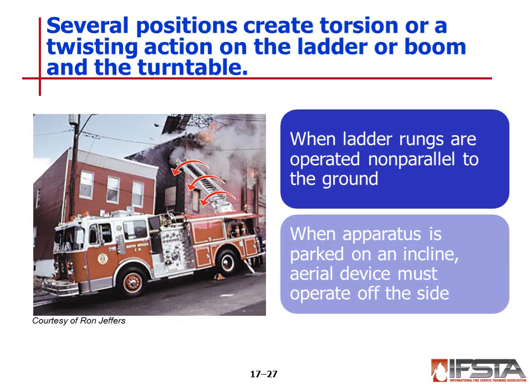Stress is increased when ladder rungs are operated non-parallel to the ground or when apparatus is parked on an incline and the aerial device must be operated off the side of the apparatus. These positions and others like them create torsion or twisting action on the ladder or the boom and the turntable. When the apparatus must operate off of an incline, the driver operator can reduce these stresses by spotting the turntable downhill from point of operation.